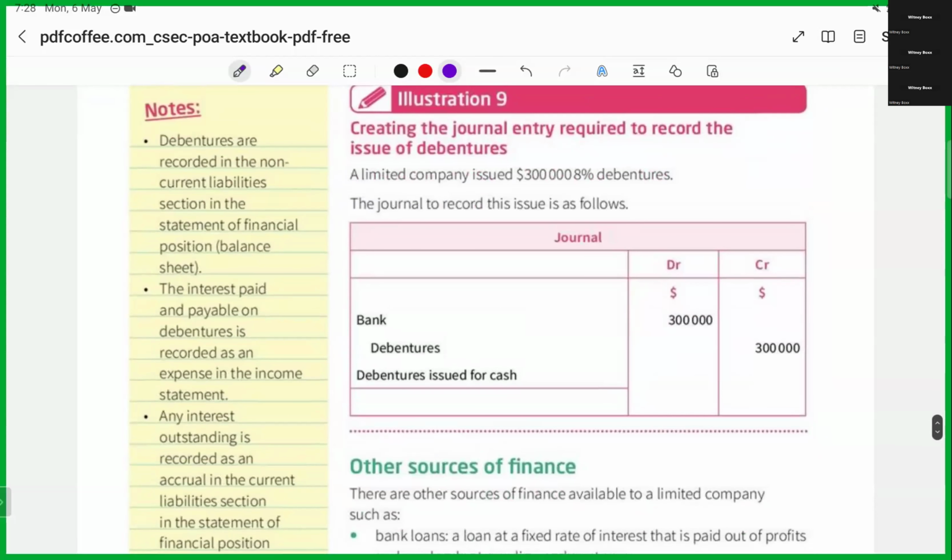Now, the journal entry to record the debenture is as follows. We debit the bank account with the $300,000. So if we issue 300,000 debentures, debit the bank account with the amount for the debenture, $300,000. We got $300,000 in money, because you say you're getting a loan, that means your bank account is increasing. And you credit debentures with $300,000. Remember to indent before your credit entries. That is also increasing. It's a loan. Loan is a liability. Liabilities increase, we credit.